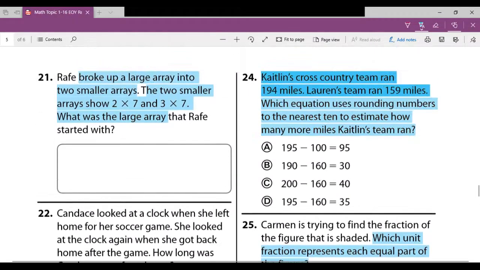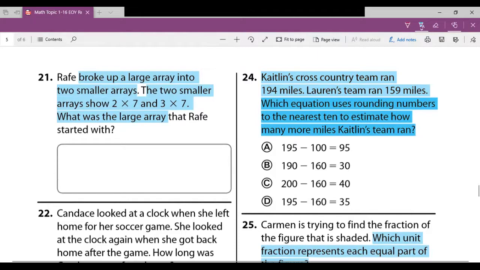Next question, number 24 says, Keitlin's cross-country team ran 194 miles. Lauren's team ran 159 miles. Which equation uses rounding numbers to the nearest 10 to estimate how many more miles Keitlin's team ran? Now, when we think about this, we are thinking about that 5 or more, we raise the score. 4 or less, we let it rest, okay?